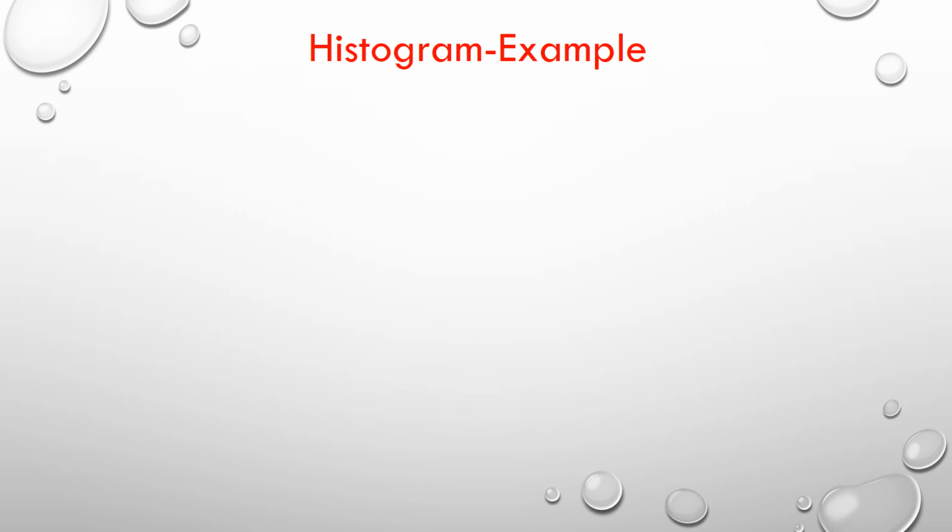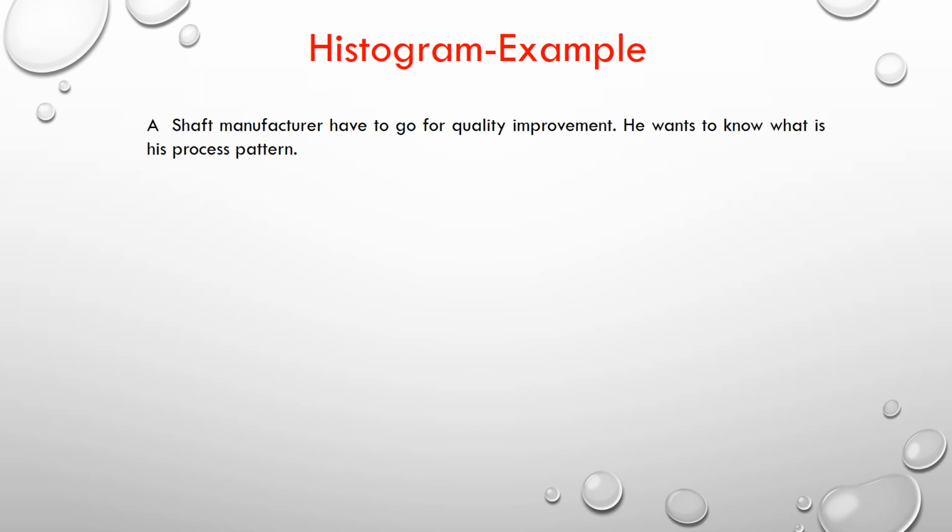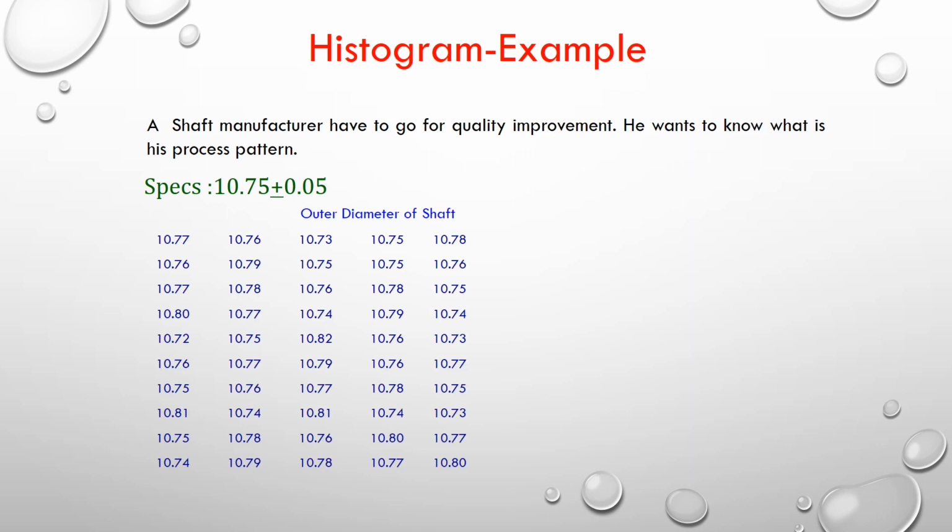Let's see in detail. A shaft manufacturer has to go for quality improvement. He wants to know what his process pattern is. Here the specification value is 10.75 plus or minus 0.05. These are 50 observed data of the outer diameter of the shaft.